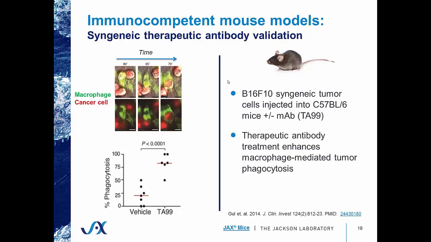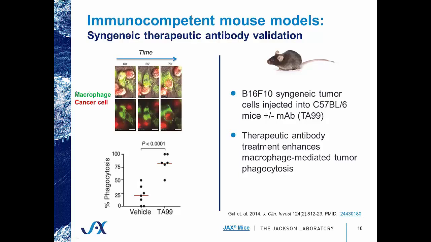For our next example, we're going to take a look at C57BL/6 mouse syngeneic tumor modeling, in which B16F10 tumor cells that are derived from the C57BL/6 mouse were injected into a recipient C57BL/6 mouse in order to test the efficacy of their therapeutic antibody TA99, which recognizes an epitope of the B16F10 tumor cell line. The investigators wanted to measure antibody-dependent phagocytosis, or ADPH, which we've talked about earlier.